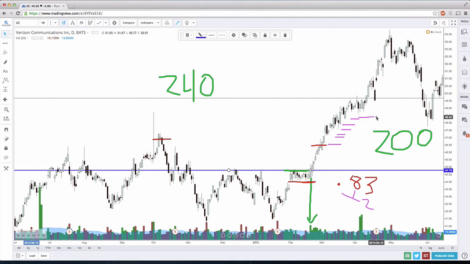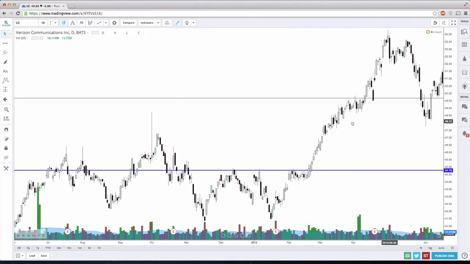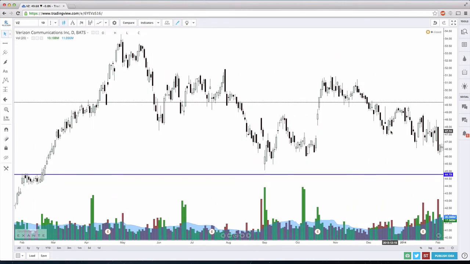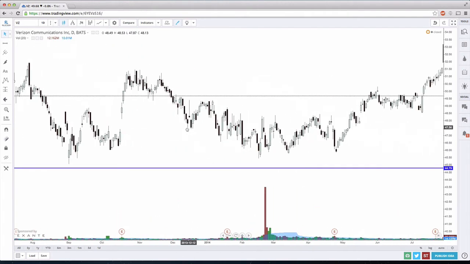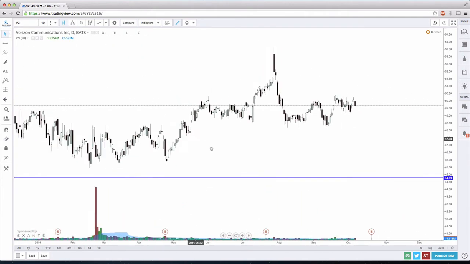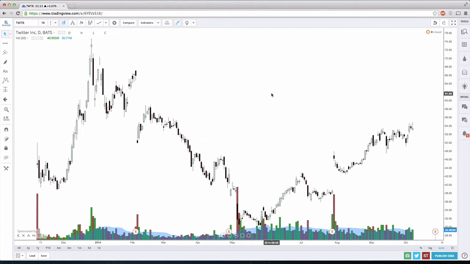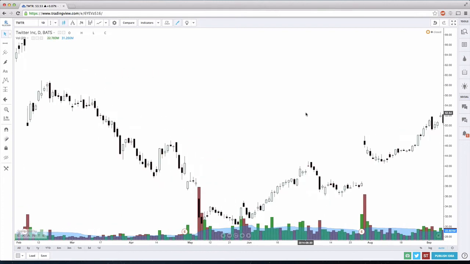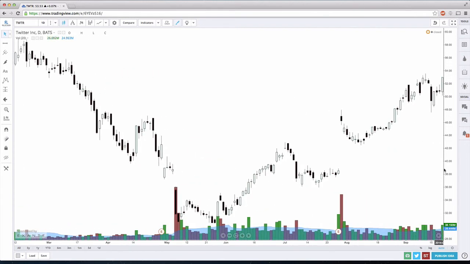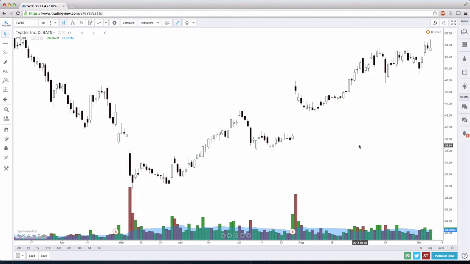Okay? So let's go and look for some more continuation patterns. So there was the stair step, and I'm sure we can find a few more stair steps. Verizon really is kind of trading totally sideways right now. Let's hop over to Twitter and see if Twitter has any patterns. Twitter does, actually. So Twitter has a stair step pattern, so that's what I was looking for with stair steps.